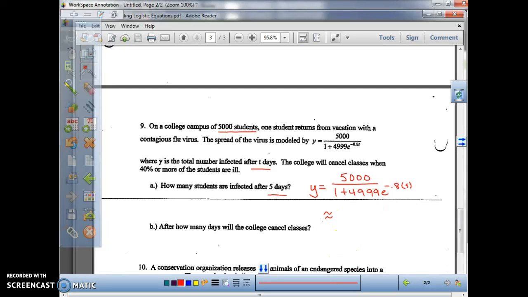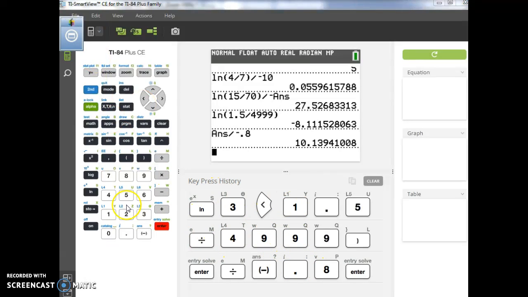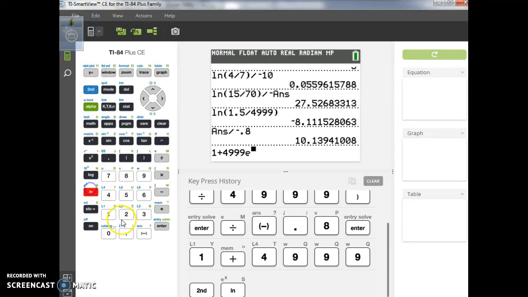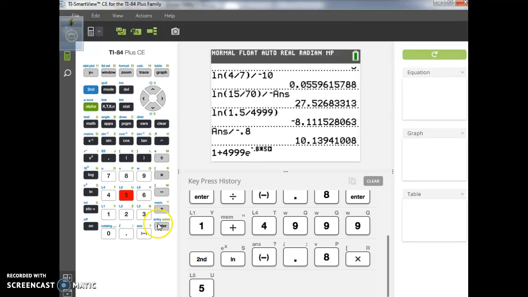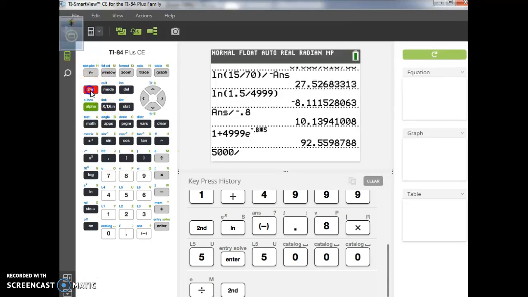Yes. Okay, so I'm going to do 1 plus 4,999. And I need to pull up my E, so it's going to be second ln, and then I have negative 0.8 times 5. And I could do that, but in case I can't do it in my head, I'll just show you what that looks like. Now, I still need 5,000 divided by that. So do 5,000 divided by, and then do second answer, and it will always pull up the very last thing. So you don't waste your time typing, writing something down, and then typing it in the calculator.